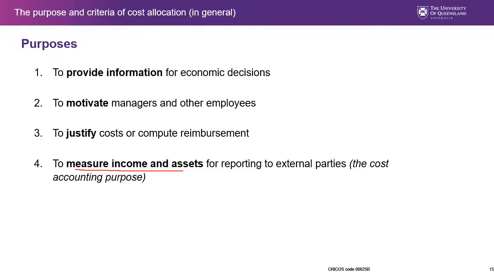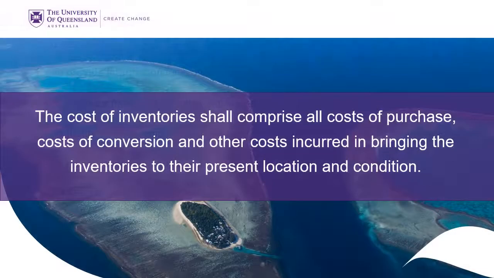As we know, we use the information on the calculation of costs of jobs to inform the costs of our inventory, work in process, finished goods, and the cost of goods sold that we report on our profit and loss statement. And we know that under the standards, if we're doing external reporting, the cost of inventory should comprise all the costs of purchase, conversion, and other costs incurred in bringing the inventories to their present location and condition.